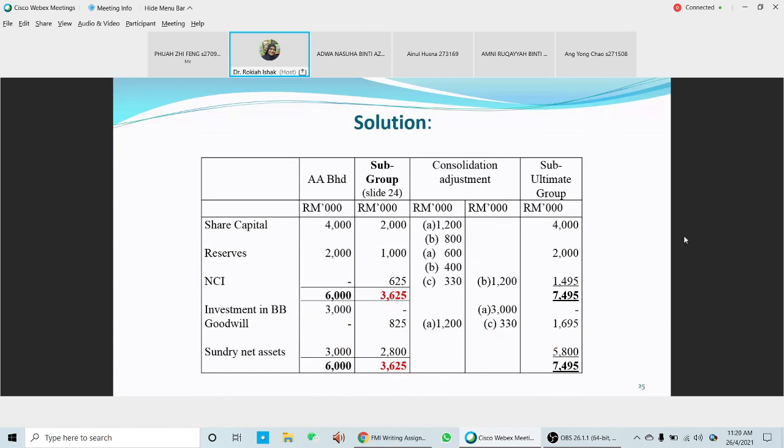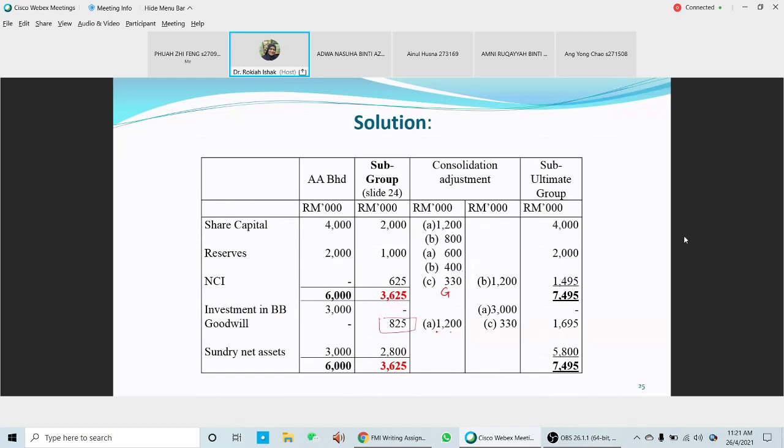Okay, so this is the sub-consolidation group's accounts here between AA and B. So this is what we have for the journal entry, and then the adjustments that we have here. This NCI here is 625, and 330 here is the goodwill that we exclude. 1.2 here is the journal entry that we have for the second journal entry, NCI 2. So investment in B is 0 here. Look at the goodwill that we have here, 825.